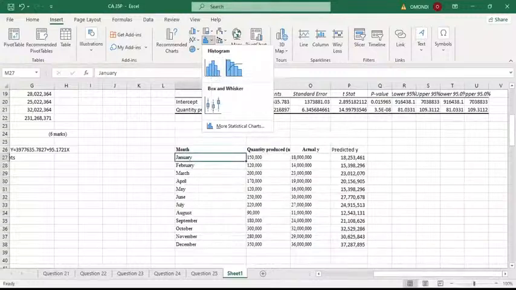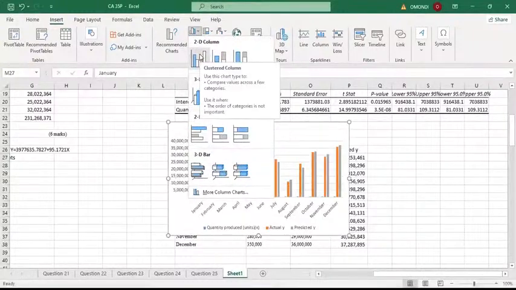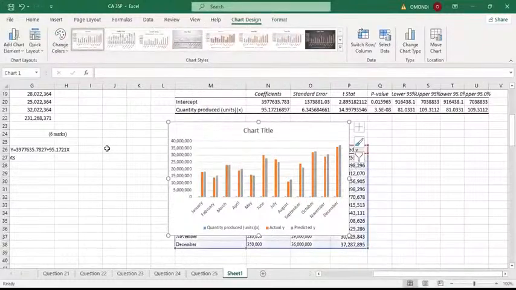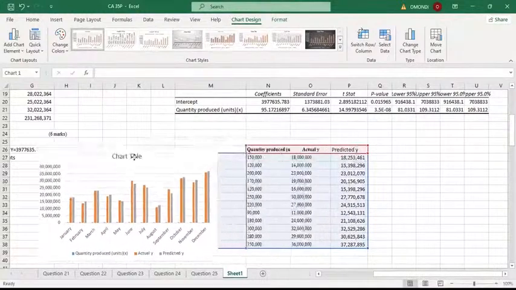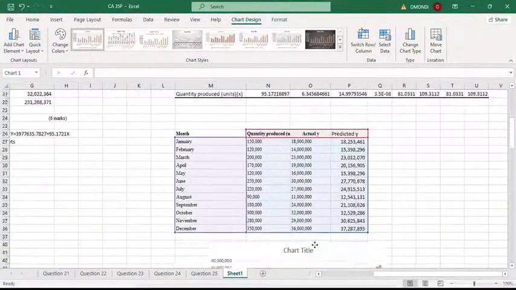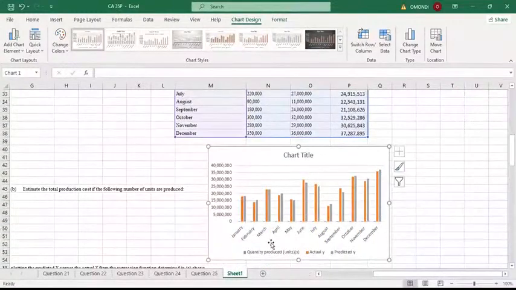Sorry, not histogram. We can insert this one here, the bar graph. As you can see, it is already giving me what I want. But then I have 3 already picked. As you can see, my key is telling me I have quantities produced, actual Y, predicted Y, and the month. So what I need is not the quantities produced. I want to compare Y, both actual and predicted. So how do I edit that?